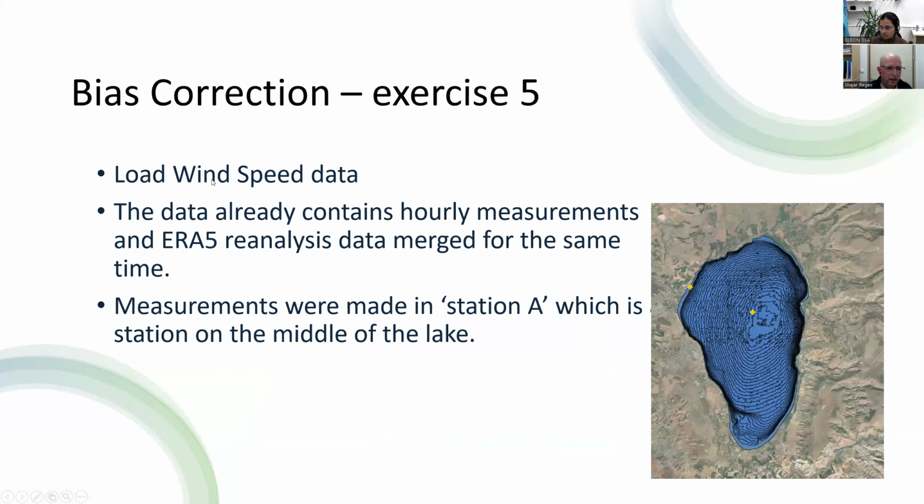Okay. So the last exercise is about bias corrections, and the data is wind speed data. The data already contains hourly measurements and ERA 5 reanalysis data merged for the same time. So I already prepared the data. Measurements were made in Station A. This is Lake Kinneret, and there is a station in the middle of the lake, which also measures, among other things, the wind speed.